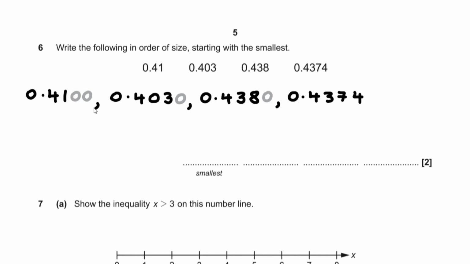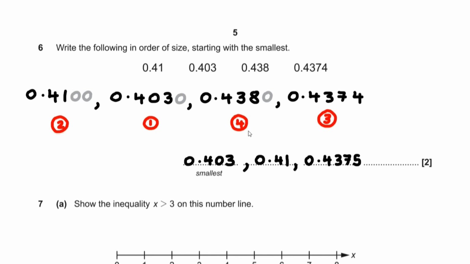So let's order these from the smallest to the largest. Here is the smallest, followed by this, followed by this, followed by this. So we've got the 0.403, followed by the 0.41, followed by the 0.4374, followed by the 0.438.